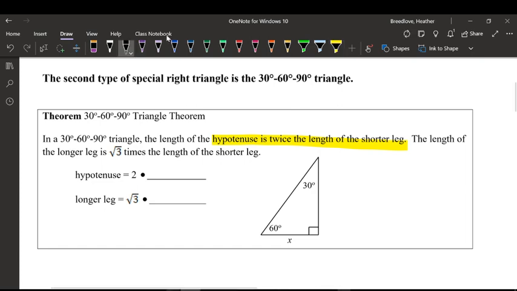Oh, and it says x. We need to change that. I don't like using x. X is too common to use in the table, so make it a. All right? A is the short leg because it's across from 30 degrees. 30 degrees is the smallest angle, so the shortest leg of the triangle is across from the smallest angle. And the hypotenuse is 2 times the shortest leg, which is A. So the hypotenuse is 2A.